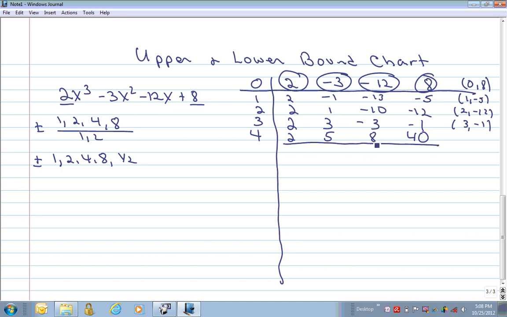Also, notice something. We crossed over; this ordered pair would be at 4, 40. There's something significant because we moved from a negative to a positive y value. So somewhere between 3 and 4 is an x-intercept. And that's really important. We've reached our upper bound. So 4 would be your upper bound.